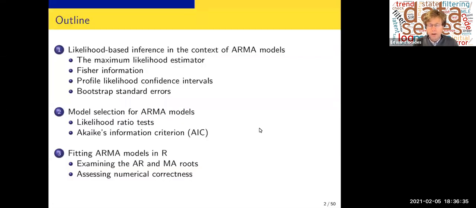So in part 1, we're going to be reviewing likelihood-based inference. We're going to be setting up the context for ARMA models, but really the things we're going to review: maximum likelihood estimation, Fisher information, profile likelihood, bootstrap standard errors. These are all more general than time series analysis. They just happen to be useful for ARMA models.